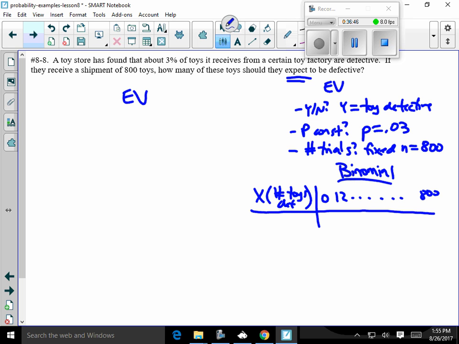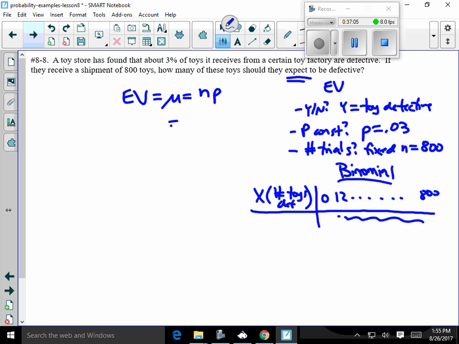But what I'm really trying to do is ask, what's the most typical or expected value here? Which of these values is the most typical value I should have? What's the expected value? So you look up the formula for the mean of a binomial distribution, and that turns out to be n times p.